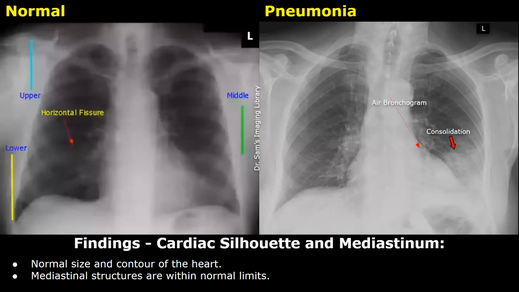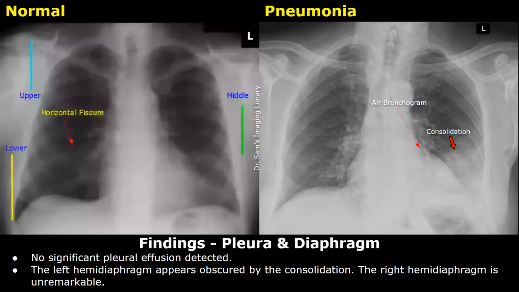Cardiac silhouette and mediastinum. Normal size and contour of the heart. Mediastinal structures are within normal limits. The heart and mediastinum appear normal. No significant pleural effusion detected. The left hemidiaphragm appears obscured by the consolidation. The right hemidiaphragm is unremarkable. These were the findings of the pleura and diaphragm.